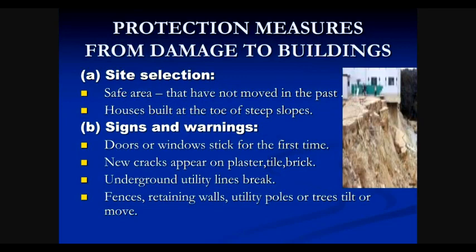Now, the protection measures from damage to buildings. First of all, site selection. Choose a safe area that has not moved in the past. Do not build a house at the toe of a steep slope. Signs and warnings: doors or windows stick for the first time, new cracks appear on plaster, tile, or brick, underground utility lines break, fences, retaining walls, utility poles, or trees tilt or move.